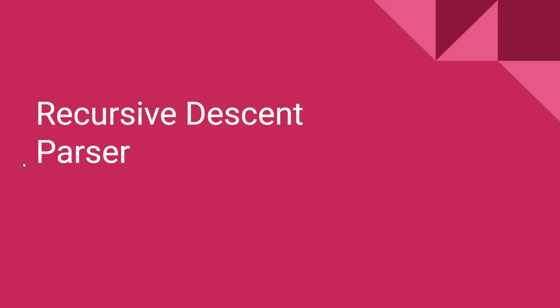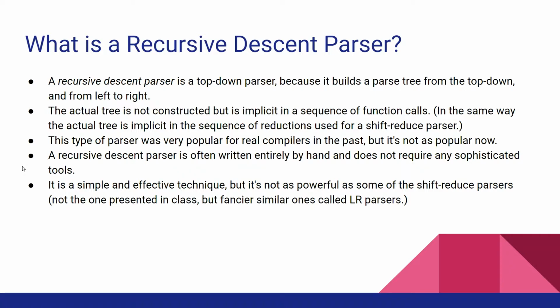So next, we're going to talk about the recursive descent parser. So you're wondering, what is a recursive descent parser? A recursive descent parser is a top-down parser because it builds a parse tree from the top down and then from left to right. The actual tree is not constructed, but is implicit in a sequence of function calls. It's in the same way the actual tree is implicit in the sequence of reductions used for a shift-reduce parser.